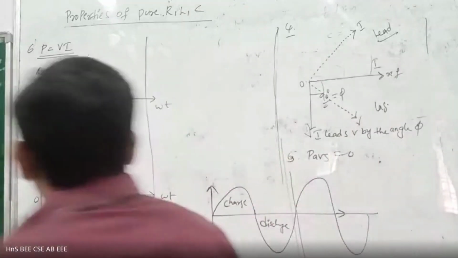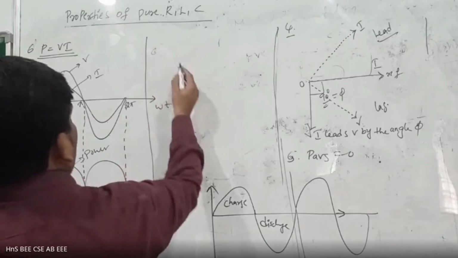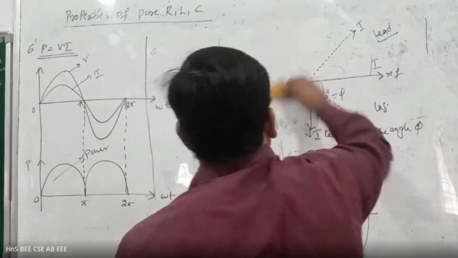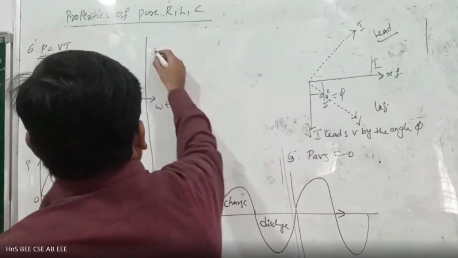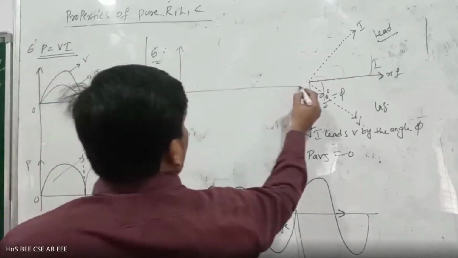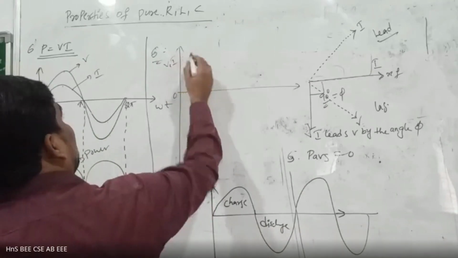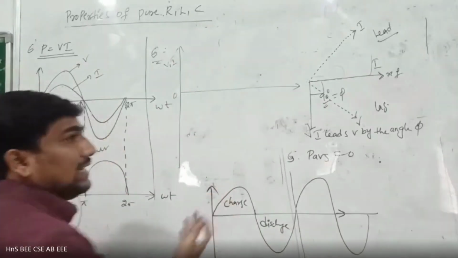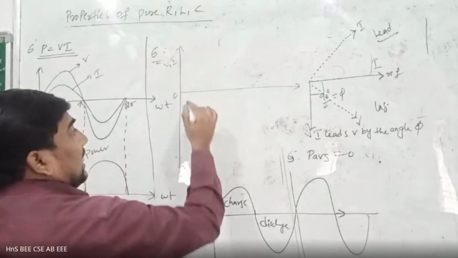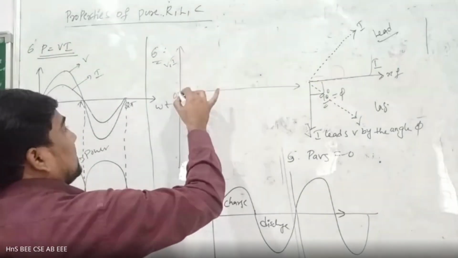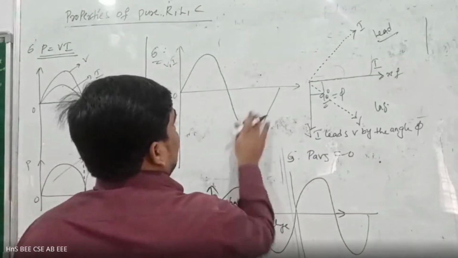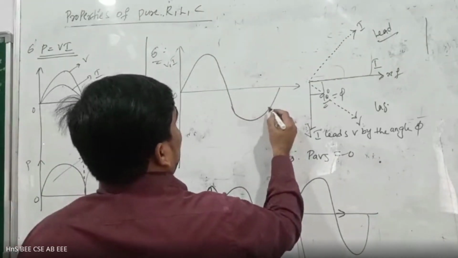Now coming to pure inductor. Power curve waveform for pure inductor. This is 0, voltage into current equations. Sir, in this pure inductor, which is leading? Already you know from the phasor diagram, voltage is leading, current is lagging. Current starts from 0 first.